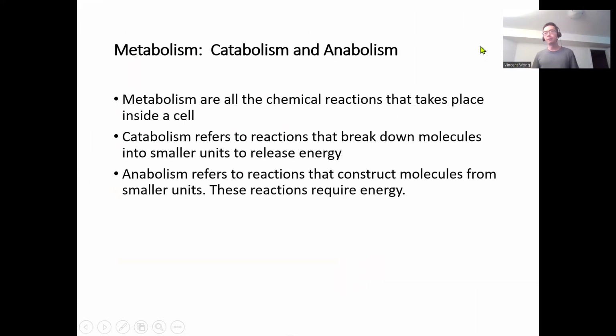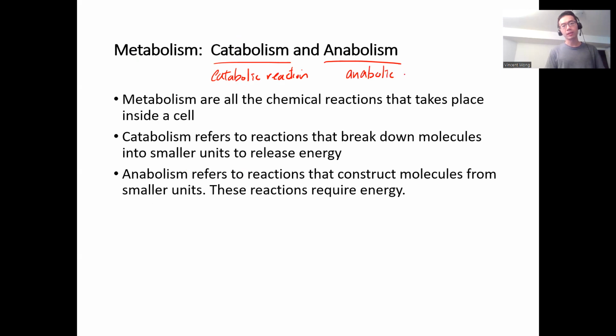In the body, all the reactions that are going on in a cell, we typically refer to them as metabolism. Okay, so that's all the reactions that are taking place. And we can categorize these reactions into catabolism or anabolism. Catabolism is also known as catabolic reaction. It's just that one is a noun and the other is an adjective, I guess. And anabolism can also be called anabolic reaction.